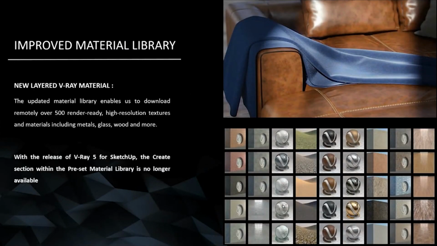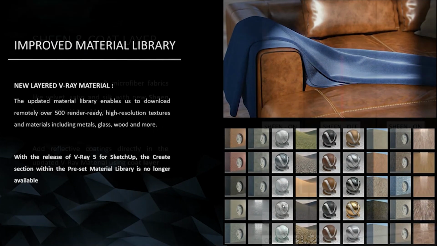And V-Ray has now improved their material library with 4K resolution materials. And we can download around 500 plus ready to render materials like glass, metals, wood, and more. So with these ready to render materials, we can now concentrate more on our design because we can avoid the time for making new materials from scratch. We can readily use all these preset materials for our rendering process.